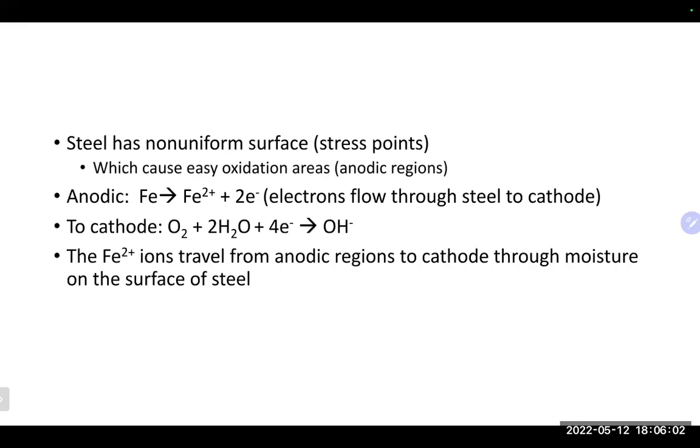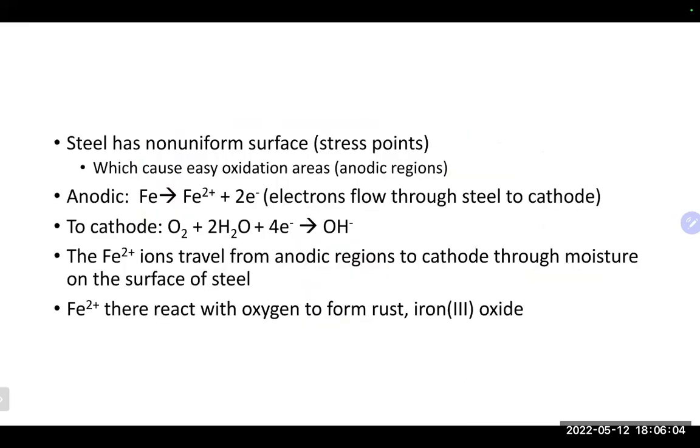Now, we talked a little bit about rust, and there are really 3 components you need for rust to form: a little bit of iron, a little bit of oxygen, and a little bit of moisture is pretty much all you need. There are a lot of non-uniform parts on steel where moisture could settle, and that's a breeding ground for everything to come together to start the formation of rust. Iron gets oxidized to iron 2, and then further oxidized to iron 3 in this process.